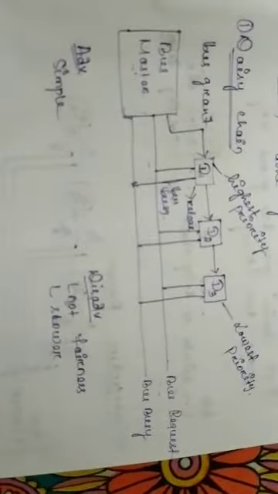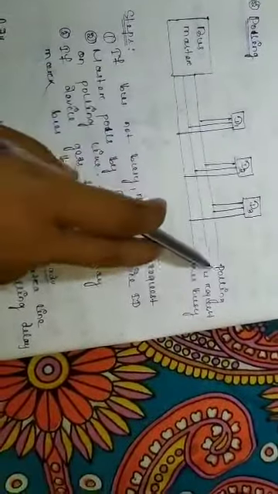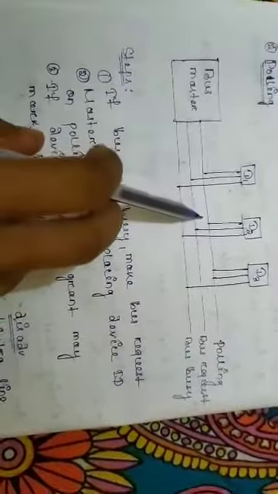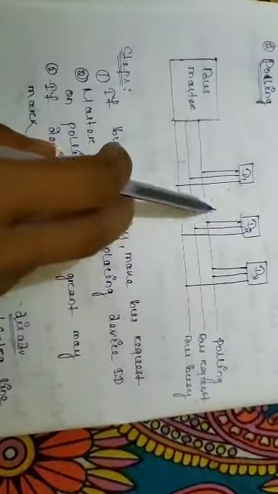Okay. Next, let's see the polling method. Polling method means here three lines are there: one is the polling line, another one is bus request, then bus busy. Okay, and each device is connected to all these lines.